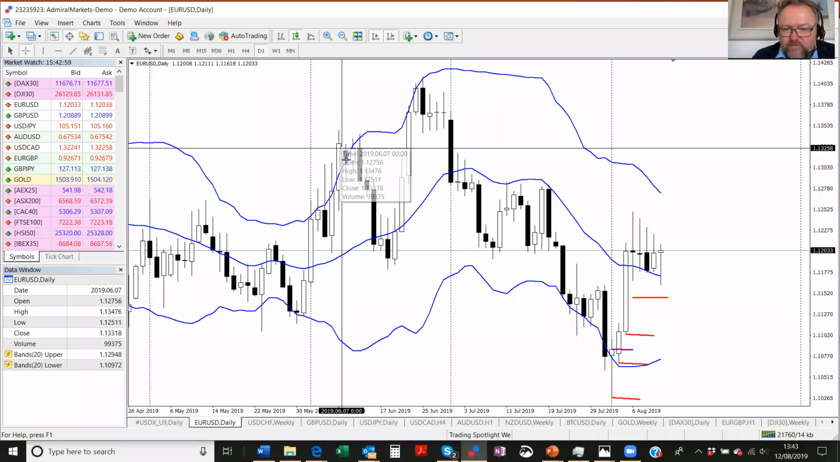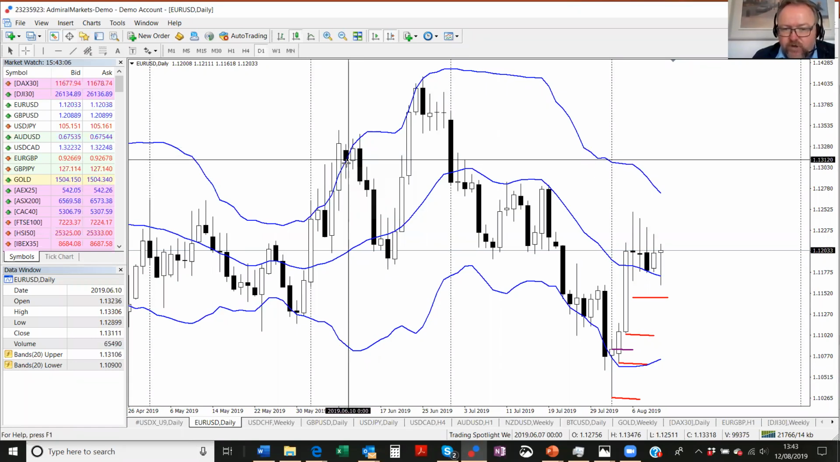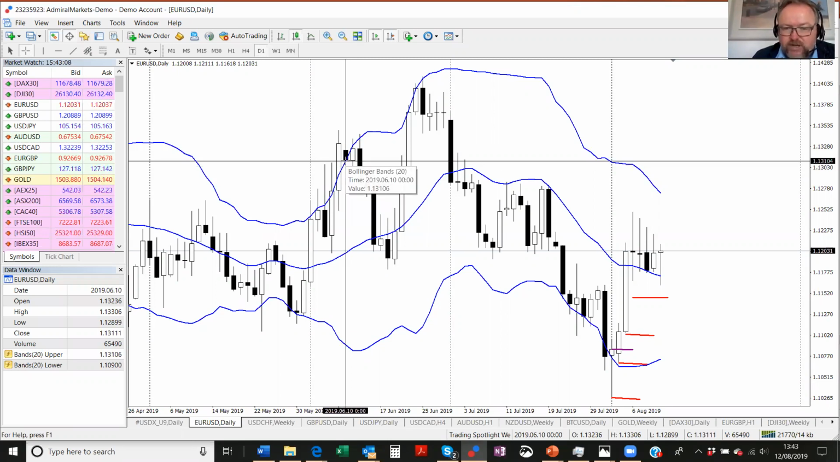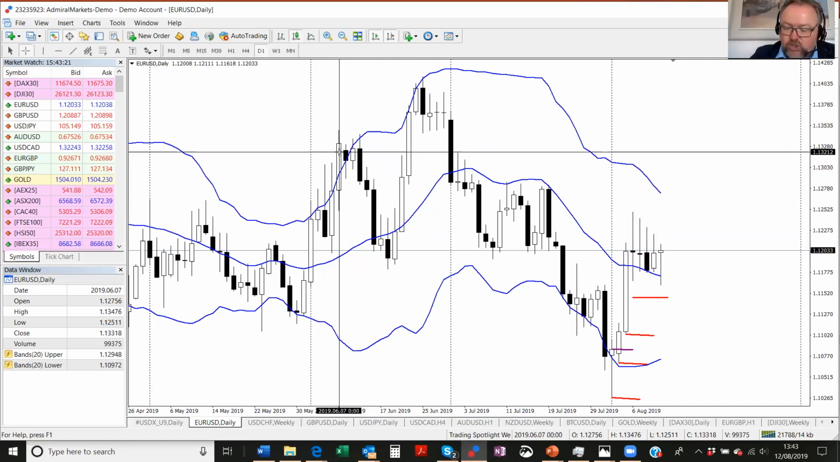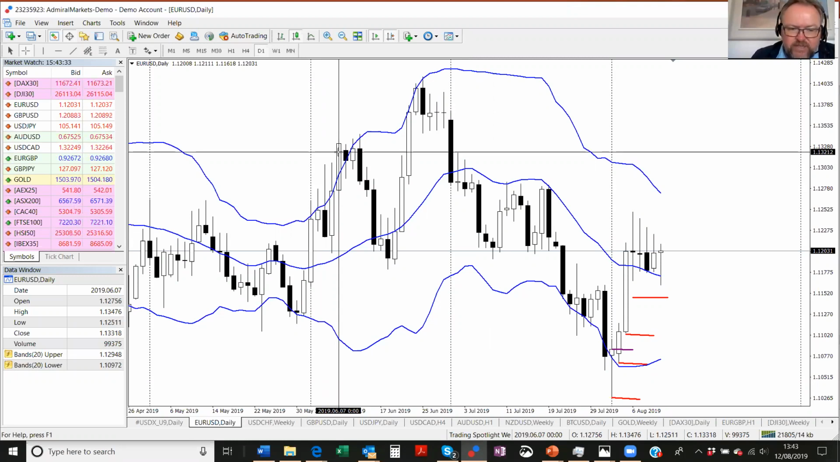But then what we have is our close here, and it's a reversal candle, closing just inside of the Bollinger Bands. So our trade is on, at around the 113.12 area, and we'd be short. What we're looking for is our stop to be above that recent high. So we've got a stop at around 113.26, which is 20 pips above the high of this particular candle.